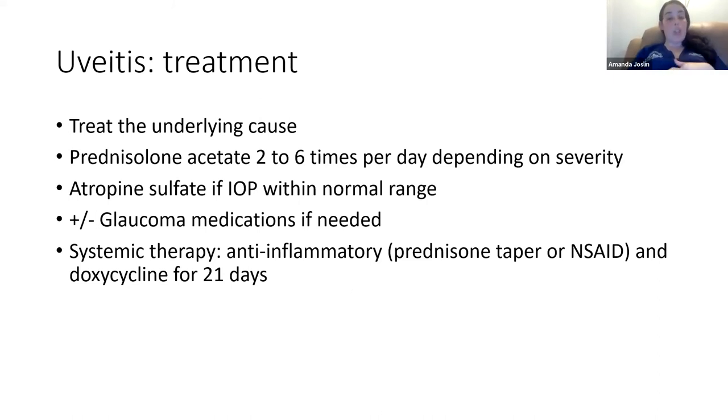If the pressure is low and not high, we want to start atropine because we want to make sure we're preventing posterior synechia. If the pressure is high, then we have to start glaucoma medications for the secondary glaucoma and not use atropine. If there is active uveitis, latanoprost is technically contraindicated, so you want to be using dorzolamide timolol. And then if we've started testing or the owners really aren't up for testing, we start with either a systemic therapy with prednisone taper or an NSAID, depending on how severe it is, and doxycycline typically for 21 days.